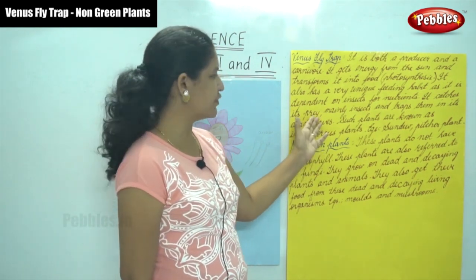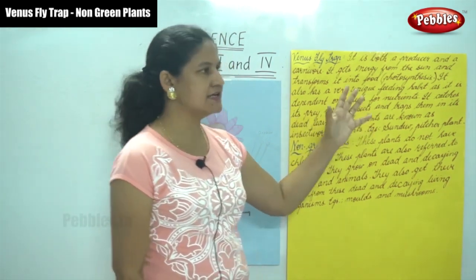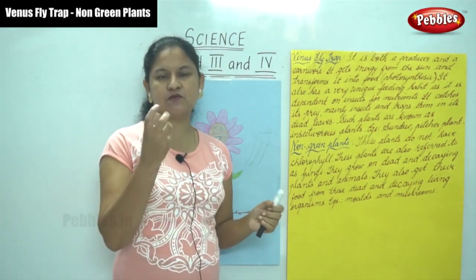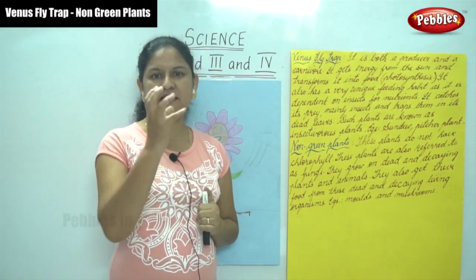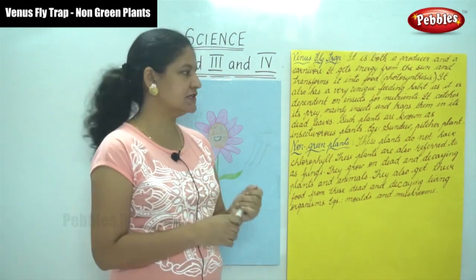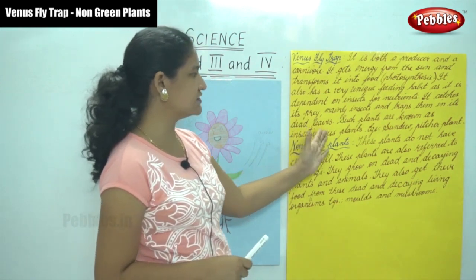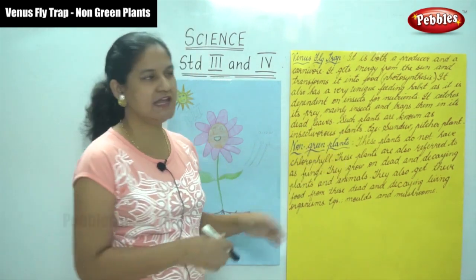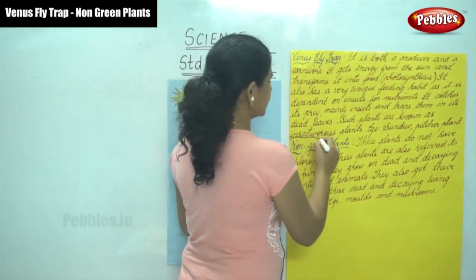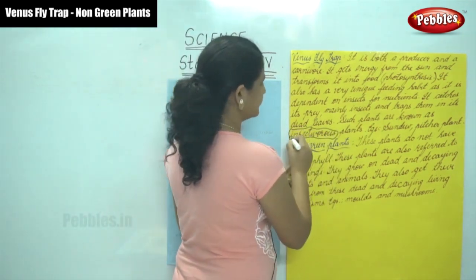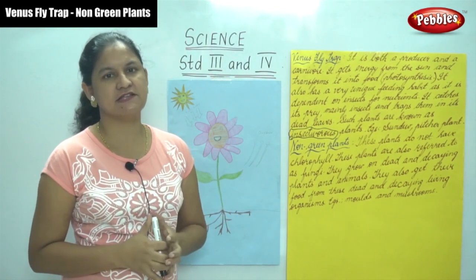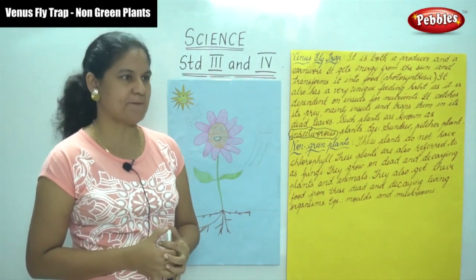It catches its prey, mainly insects, and traps them in its leaves. So if an insect goes and sits on a flower, it catches it and keeps it in its leaves. Such plants are known as insectivorous plants. Examples are sundew and pitcher plant. So these are examples of insectivorous plants like the Venus flytrap.